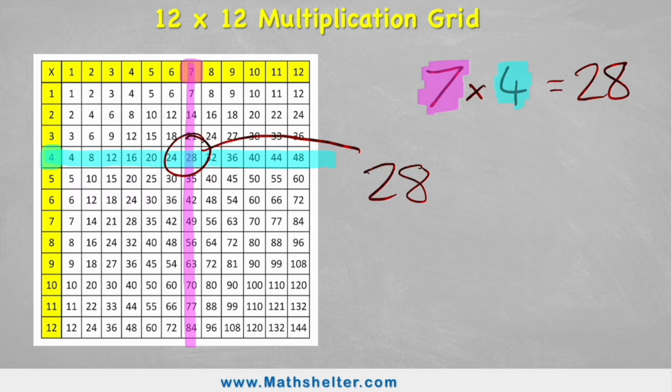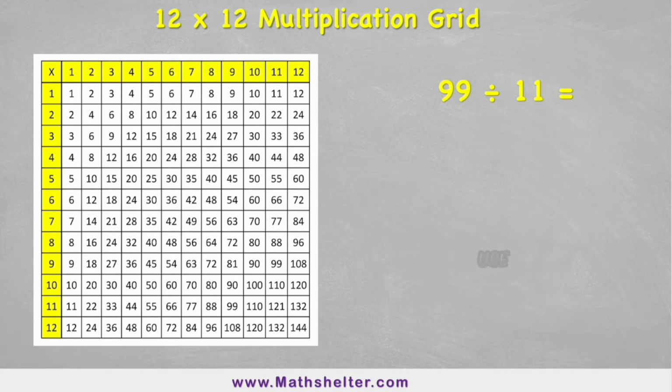Amazing, right? So easy. But we can also use multiplication grids for some division questions. Let's have a look at this first question. It says 99 divided by 11. Now the way we're going to use this is slightly different. We're going to first find our 11 because that's our divisor. That's the number we're dividing by. And I'm going to find it on either of the two yellow lines. It doesn't matter. So let's find that on this top one here.